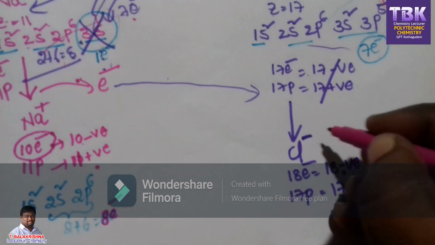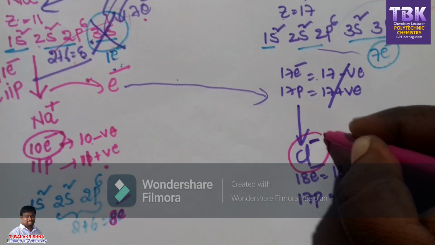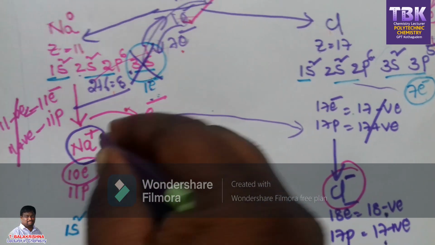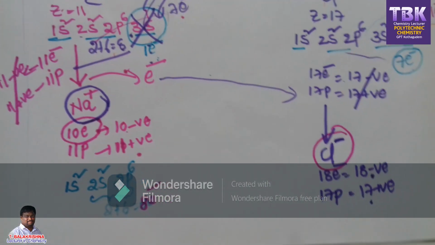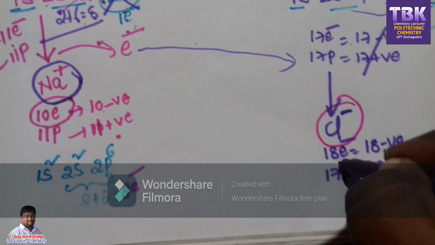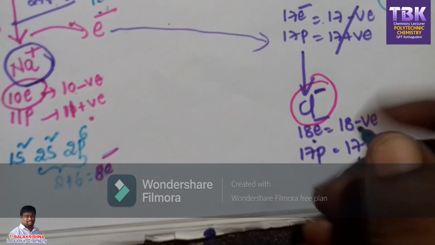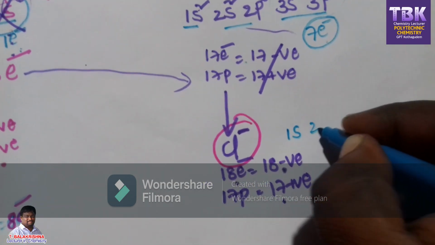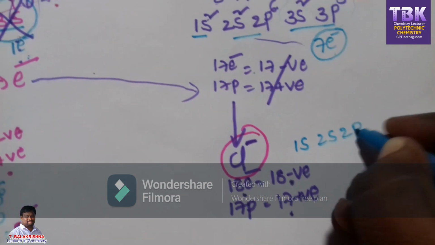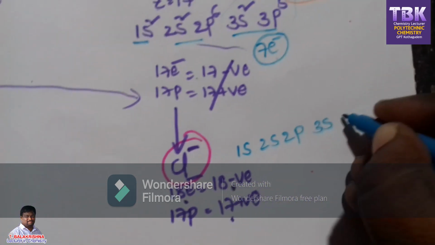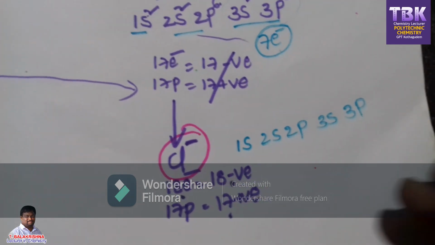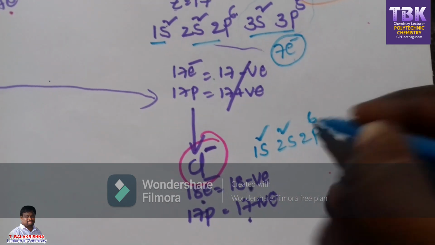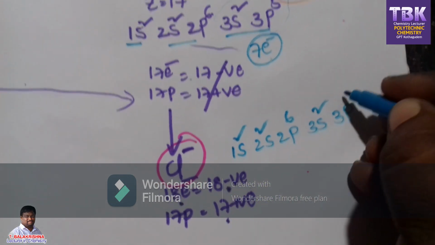You saw this here. Cl is converted into Cl minus, and Na is converted into Na plus. So it has 18 electrons. Write the electron configuration. What is the electron configuration for 18 electrons? 1s 2s 2p 3s 3p. Write the electron configuration: 2, 2, 6, then 2 and 6 gives 18 electrons.